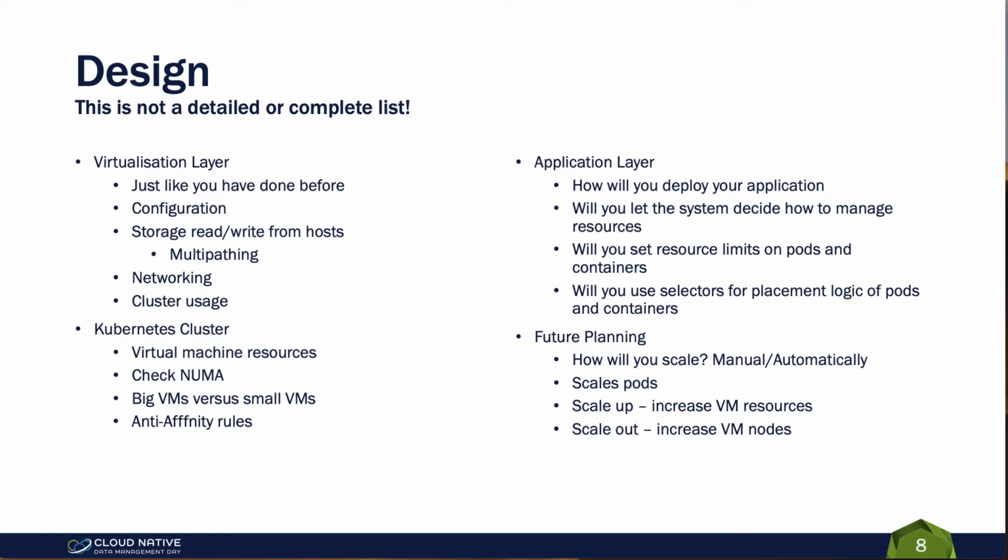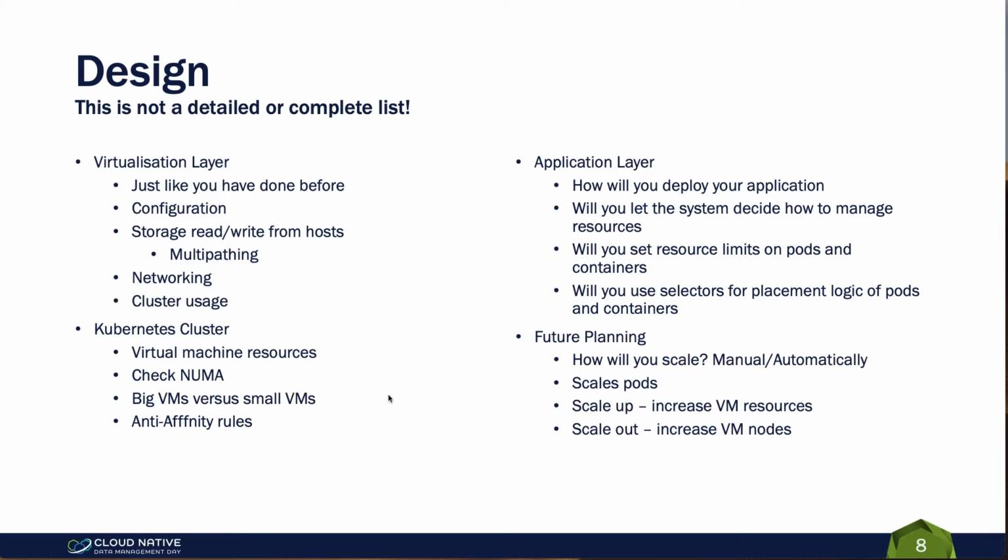And then future planning. It's always a little bit harder with future planning, but how are you going to scale? Is this going to be a manual approach, or is this going to be automatic? How do you scale pods? How do you scale up, so increase your VM resources, and what's the effect of doing that? And scale out, so how do you increase the number of nodes? And that goes back to the Kubernetes cluster design here on the left-hand side.